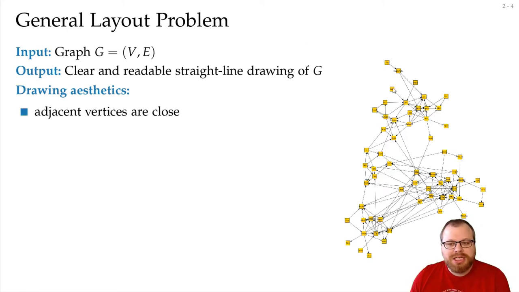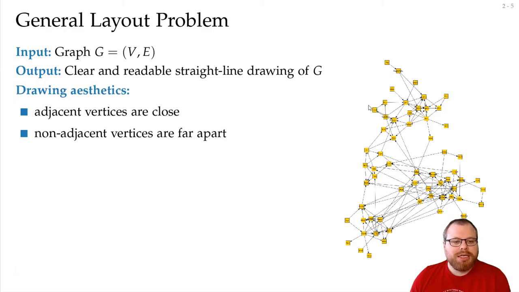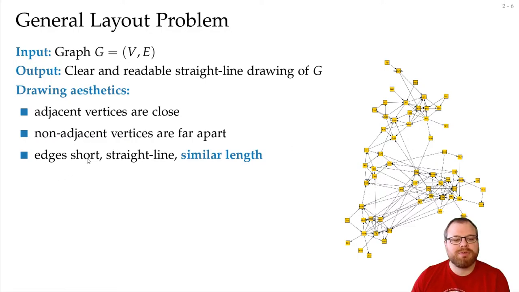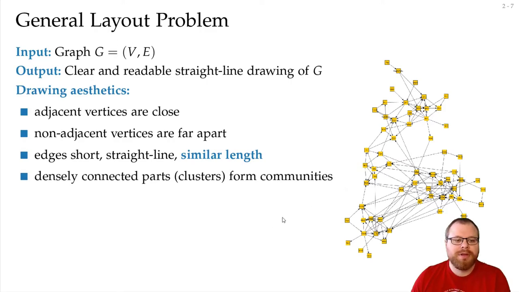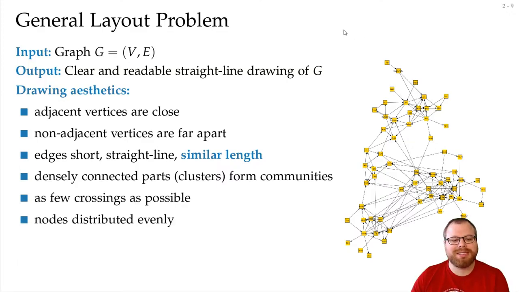For example, adjacent vertices should be close in the drawing, and non-adjacent vertices should be far apart. We want our edges to be straight lines, we want them to be short, and optimally we want them to have similar length. We want that densely connected parts, so-called clusters, form communities. So if we have a bunch of vertices like here that are very closely connected, then we want them to be close in the drawing. And if we have vertices like these and these that don't have much to do with each other, then they should be far away. Of course, we also want to have very few crossings, and we want an even distribution of the nodes.